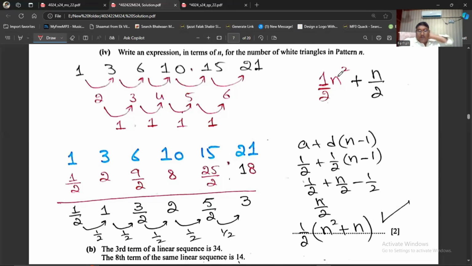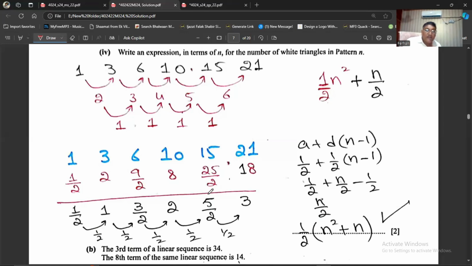So when you put here 1, you get 1 by 2. When you put here 2, 2 square is 4, and 4 divided by 2 is 2. Then you put 3 in the place of n, 3 square is 9, 9 divided by 2. And then you put here 4. 4 square is 16, 16 divided by 2 is 8. You will write 8 here. Then you put 5 square, that is 25, and 25 divided by 2 is 25 by 2.